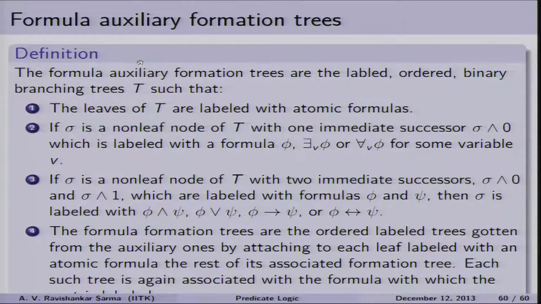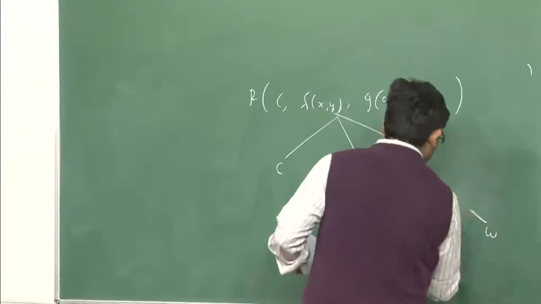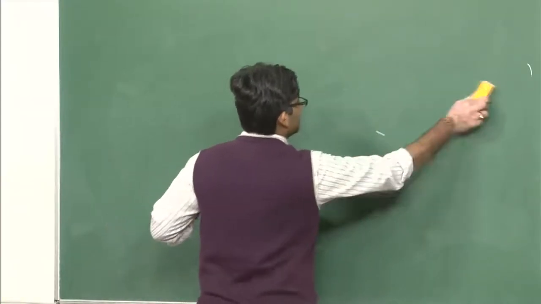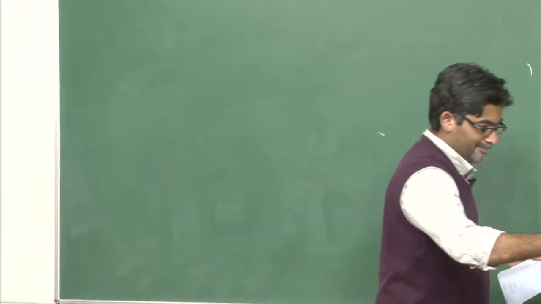So the formula formation trees are again considered to be ordered labeled trees gotten from auxiliary ones by attaching to each leaf labeled with an atomic formula the rest of the associated formation tree. So each such tree is again associated with the formula with which it is labeled. So let us consider some examples for these formula auxiliary trees, and then we will see the difference. Now one particular kind of example which we will be talking about is where we talk about a formula formation tree.